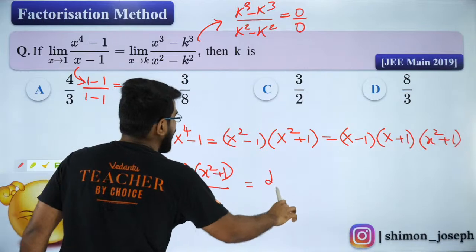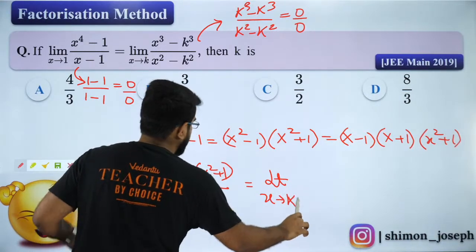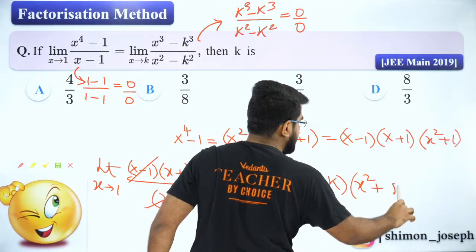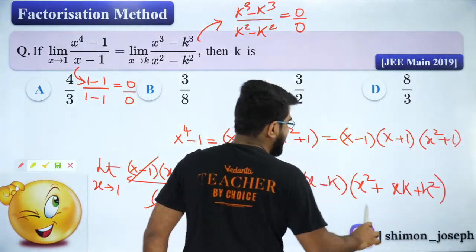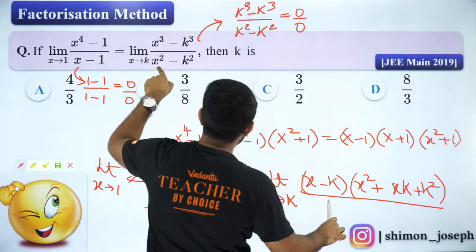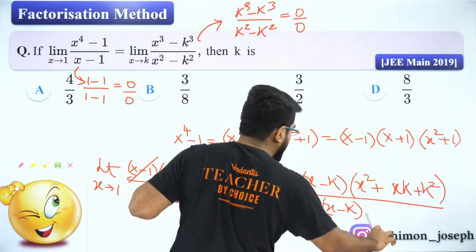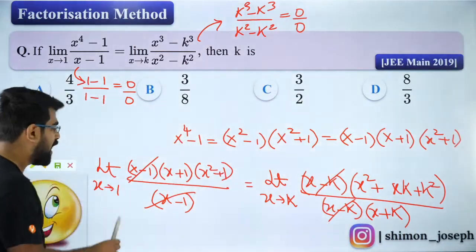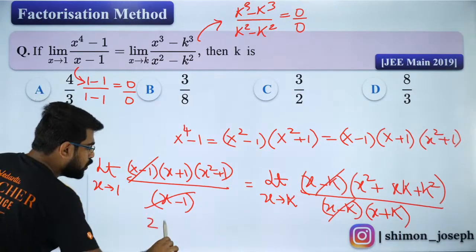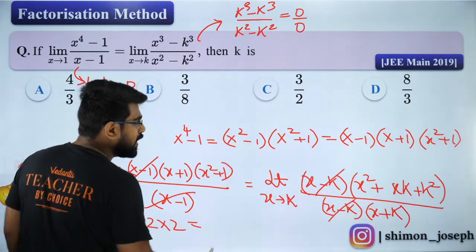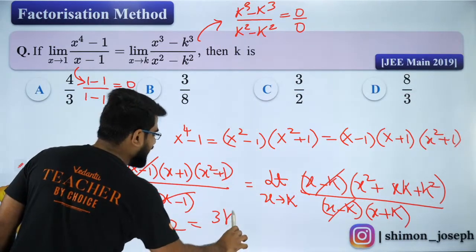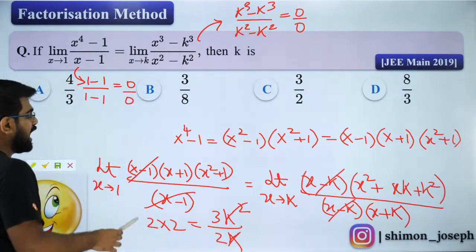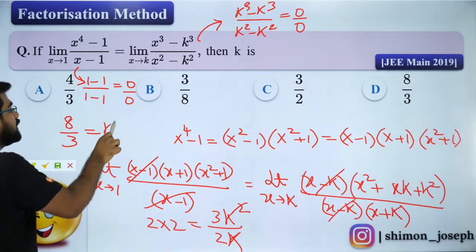Similarly, on the right hand side, what is a cube minus b cube? A cube minus b cube is a minus b into a square plus ab plus b square. That is your a cube minus b cube formula, divided by a square minus b square, which will be a minus b into a plus b. Is that right, my dear kids? Everybody got it? Now put x equal to 1. Now I can directly substitute. So I'll get 2 into 2 is equal to, if I put x equal to k, I will get 3k square by 2k. So k will get cancelled. I will get k is equal to 8 by 3. So that is my answer.